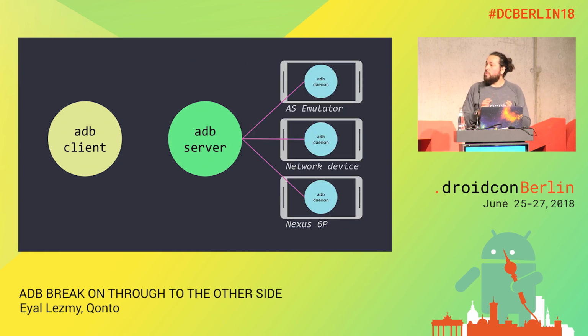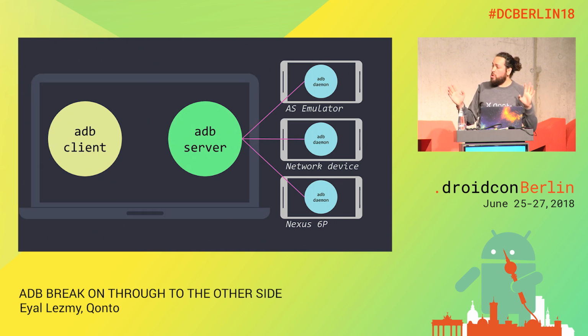And it will work for different kinds of devices. You will have the Android Studio emulators, you can have network devices, and you can have hardware devices. Network devices are devices that are running on your local network, and we'll see that in just a few minutes. So we have our big picture.